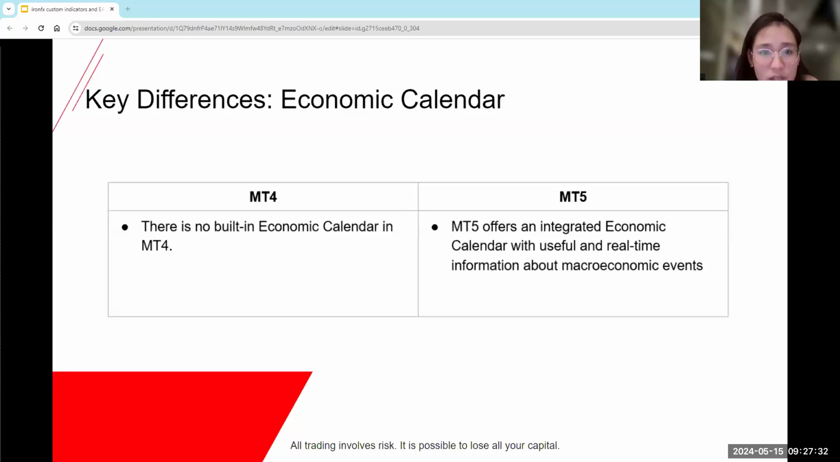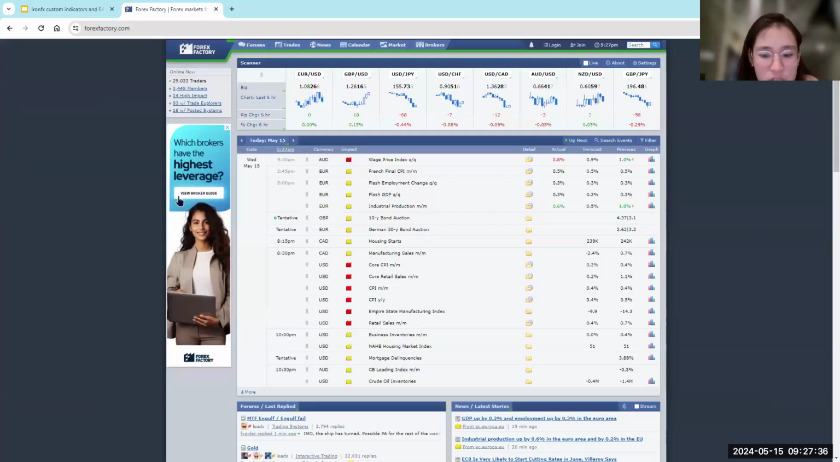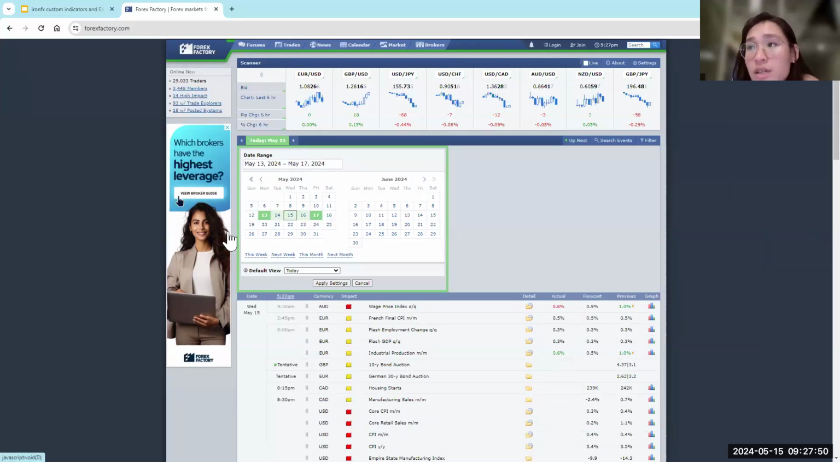So if you take a look at my screen now, this is just an example of the economic calendar that we prefer to use. This is forexfactory.com, and it has a bunch of indicators. But if you click on a date, we prefer to look at the weekly forecast, so the events for the upcoming week. But if you prefer, you can look at the entire month as well.